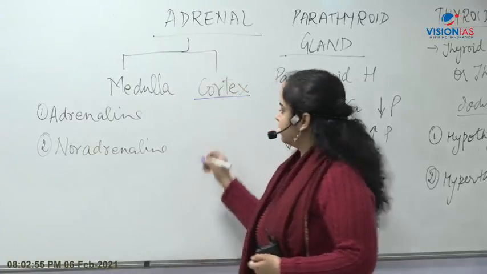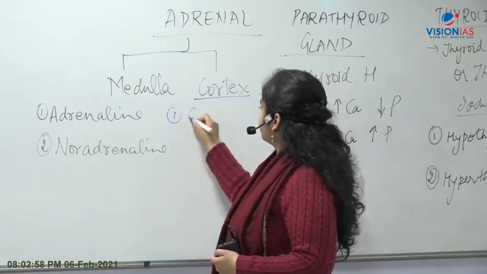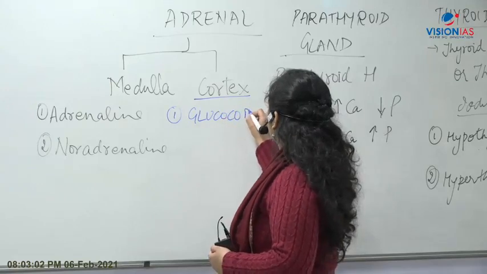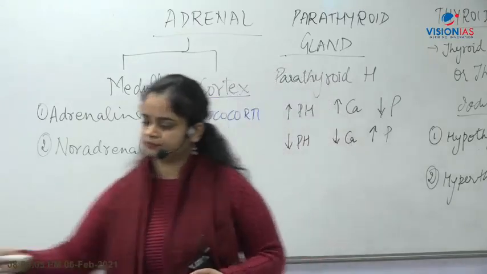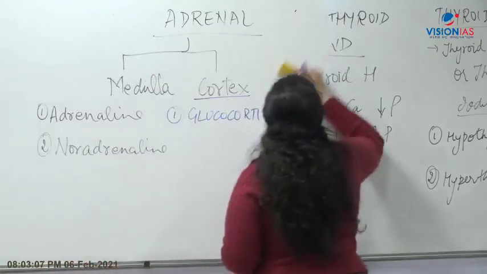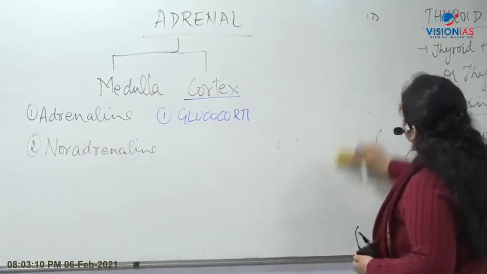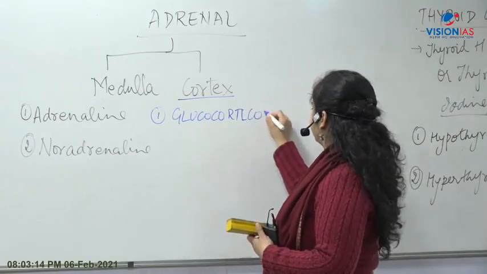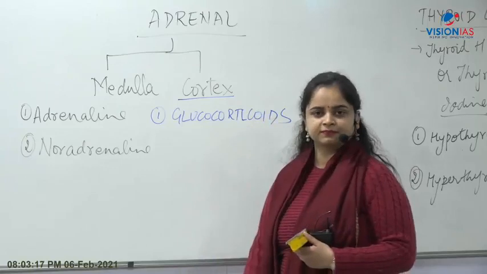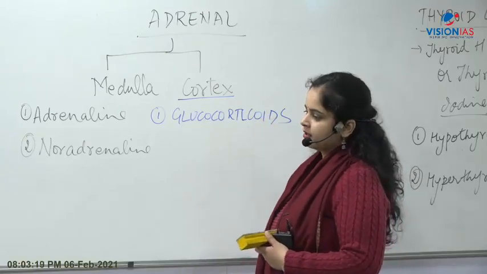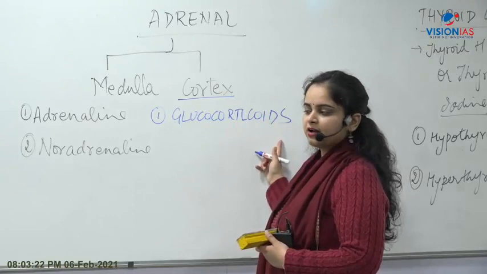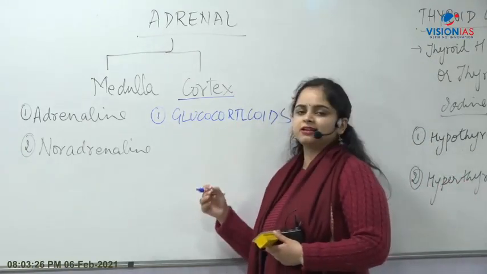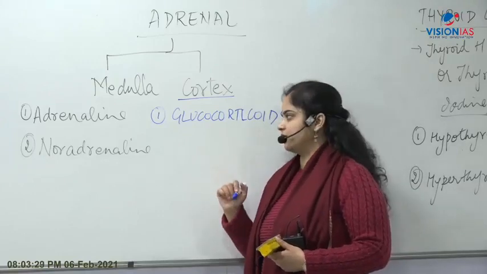For adrenal cortex, the first hormone is glucocorticoid. Glucocorticoids, these are for the metabolism of carbohydrates, specifically for the metabolism of carbohydrates.